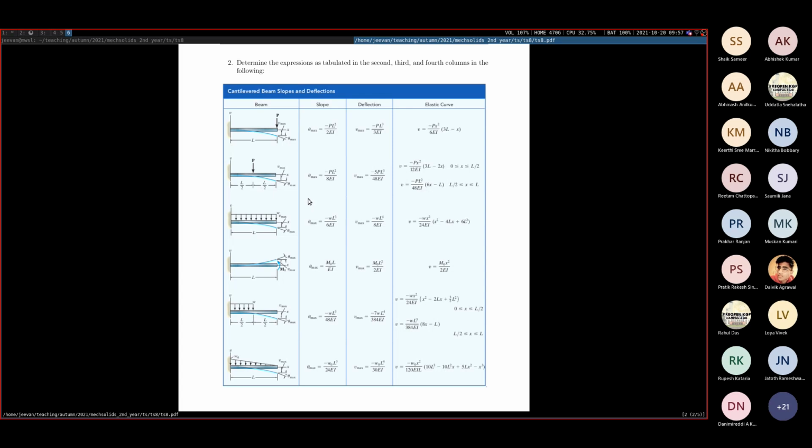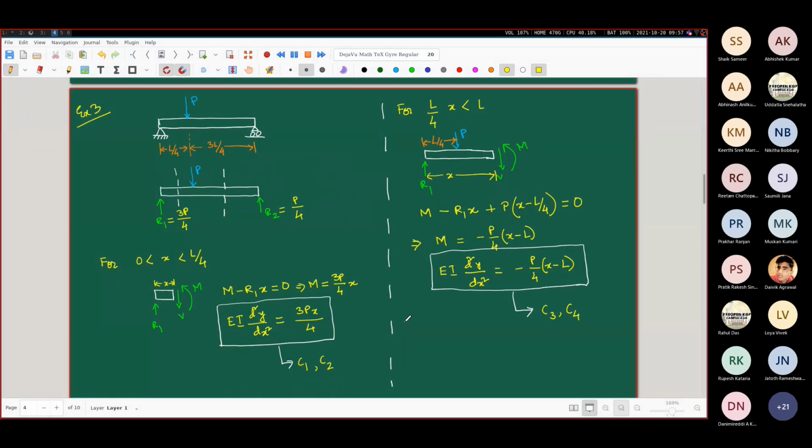For our purposes, we'll have to build up the solutions using these various cases. So you see, this is one important case, this is another important case, and if you have a distributed loading, you will have these various things. You certainly do not have to mug up all of those, but if you keep on using them for various problems, you will automatically start remembering them. So let me get back to this.